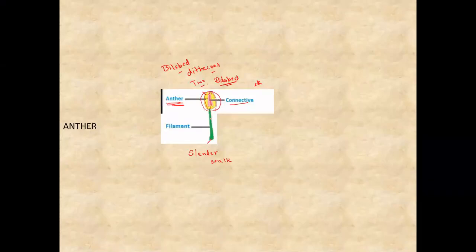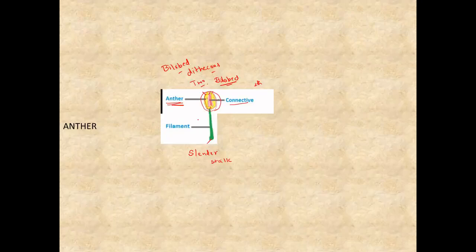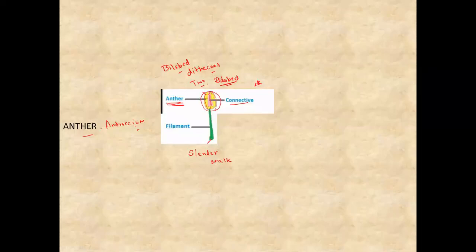Let's see what this anther mainly contains. Collectively, the stamens are called the androecium. It is the male reproductive part of a flower. And what does this anther usually produce? If it is the male reproductive part, what does it produce?